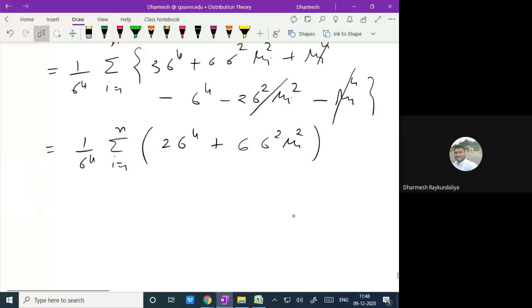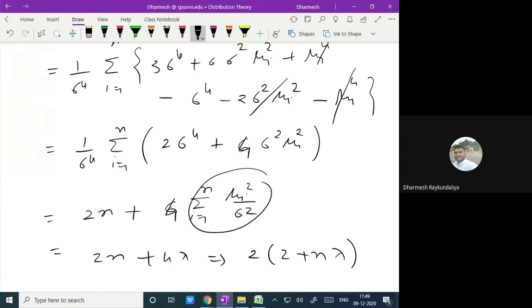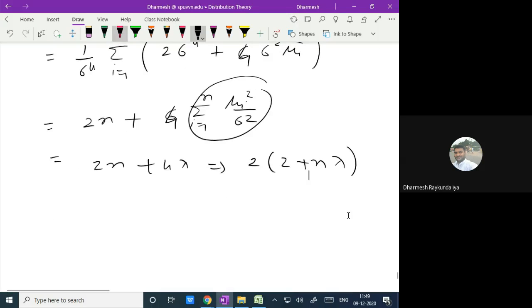So just take the summation inside. What will you get? Sigma 4 cancels out. It is twice, but how many times repeating? It is n times, so it is 2n plus, you can take 4 times sigma square cancel out, so it is summation i running from 1 to n of mu i square upon sigma square. Sorry, it is 4 times because 2 is cancelled out. So it is 2n, and this is nothing but the lambda. So 2n plus 4 lambda, which implies 2 is common. So it is 2 times n plus 2 lambda.